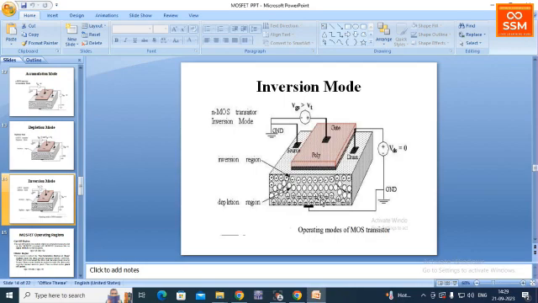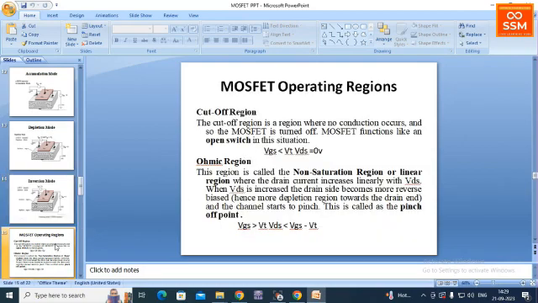Generally, p-type semiconductor material has majority carriers as holes and minority carriers as electrons. They are randomly distributed, and these electrons are being attracted towards the gate terminal. As a result, a layer of negative electrons will be deposited just below the gate terminal, and since initially it was positive holes, now it is negative electrons. That is why this mode is called inversion mode. These are the three modes of operation.